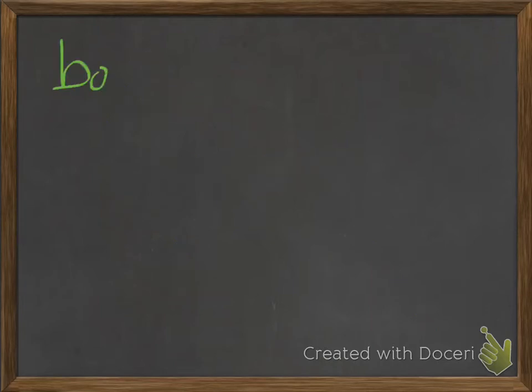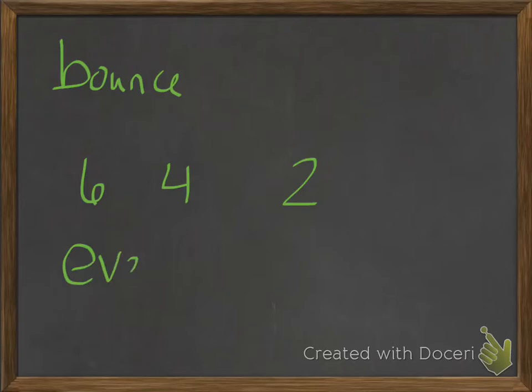How about bounce? What are some of the numbers we found for the exponents when we had a bounce? 6. 6 was an exponent for a bounce. What's another exponent for a bounce? 4. 2. It's even. So these are even exponents. Each of those are even exponents.